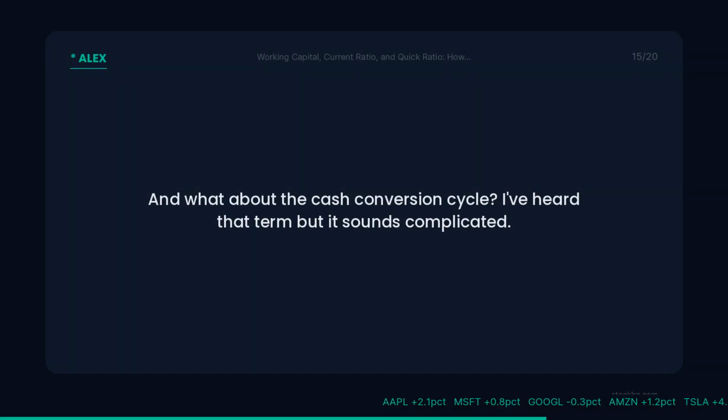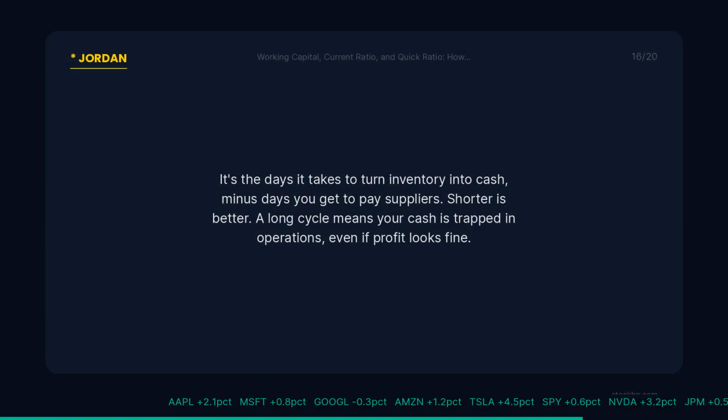And what about the cash conversion cycle? I've heard that term, but it sounds complicated. It's the days it takes to turn inventory into cash, minus days you get to pay suppliers. Shorter is better. A long cycle means your cash is trapped in operations, even if profit looks fine.